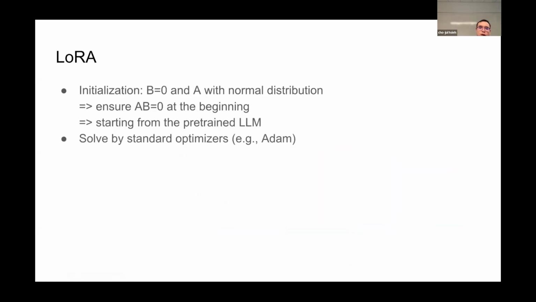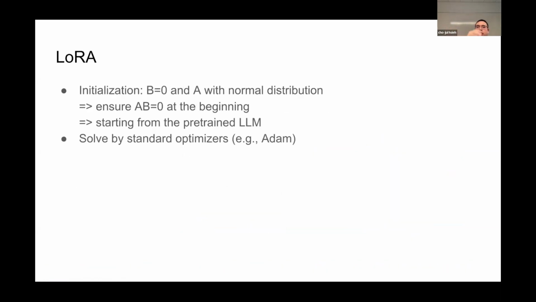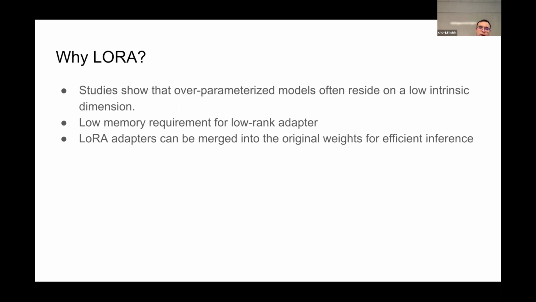In LoRA, we usually want to start from the original model, so we initialize one of these matrices to be zero and the other to be a normal distribution. So A times B is zero at the beginning, which ensures your initial point is the original LM. Then we solve this with standard optimizers. Basically, people use LoRA because we believe there's some low intrinsic dimension in the neural network, and a low-dimension adapter can capture important information for a particular task.